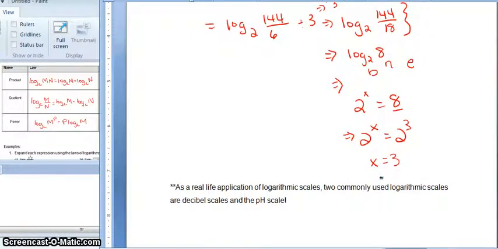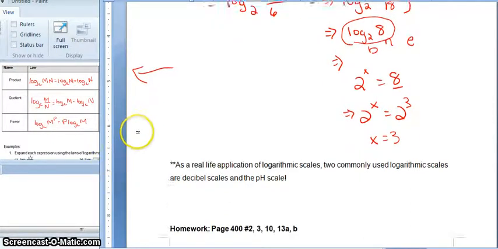Alright, so evaluating the expressions is not so bad. They look really complicated like we just saw in this example, and then we simplified it to something really nice like log base 2 of 8. Okay, so just remember, use your product and quotient and power rules. They make life a lot easier, okay?